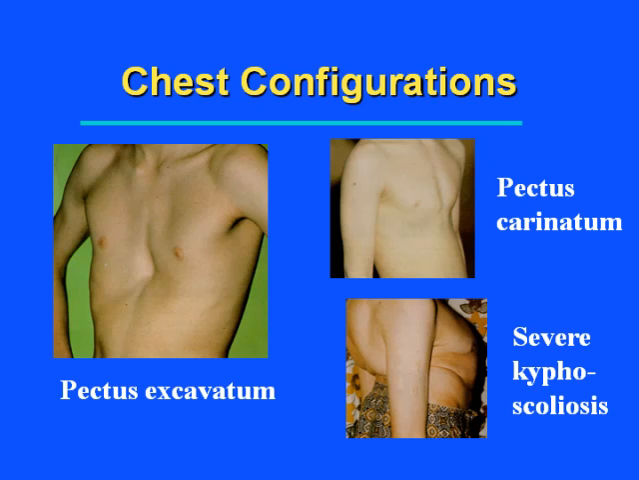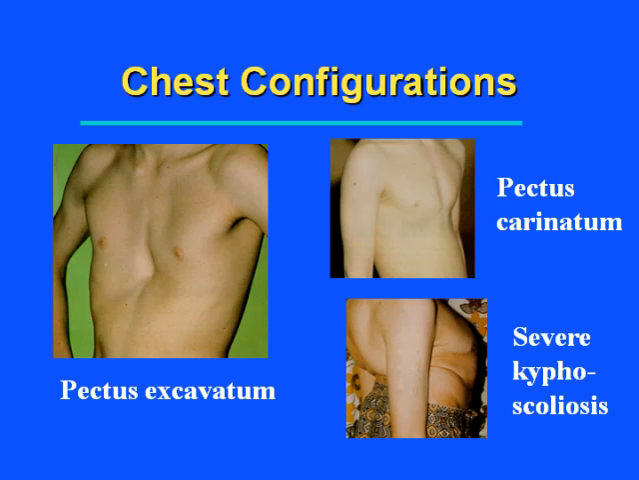Here are some configurations of the chest. There are three different pictures. The one on the left shows pectus excavatum, in which the chest is somewhat, what we call sort of caved in. The sternum is depressed or concave. This occurs in a certain number of healthy people and usually is not actually considered a disease, so that most people have normal function even with that shape of the chest.